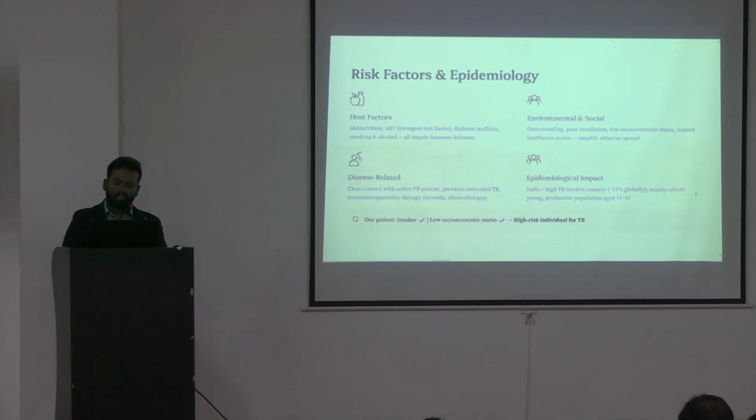Another key point is close contact with active TB patients, which greatly increases the risk of infection. In our case, the patient's smoking history and low socioeconomic status place him in a high-risk category, further strengthening our suspicion of pulmonary tuberculosis.